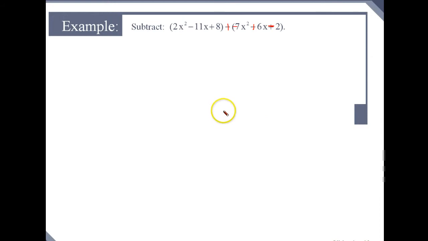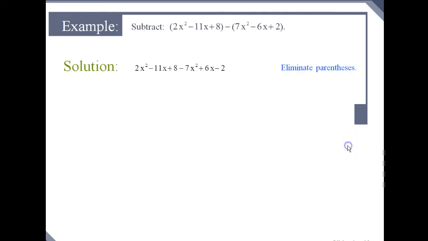If you have a negative in front of a parenthesis, take away the parenthesis, change all the signs of the terms inside the parenthesis. And there, that was a positive. It's now become a negative. That was a negative. It's now a positive. This was a positive. Now it becomes a negative. And you would just group like terms.